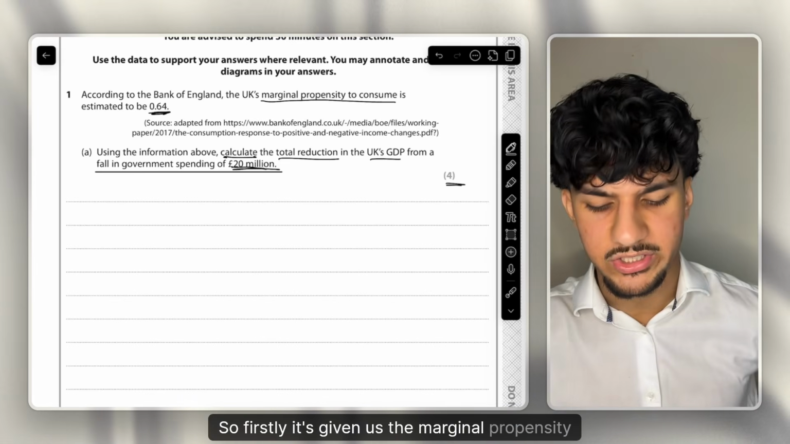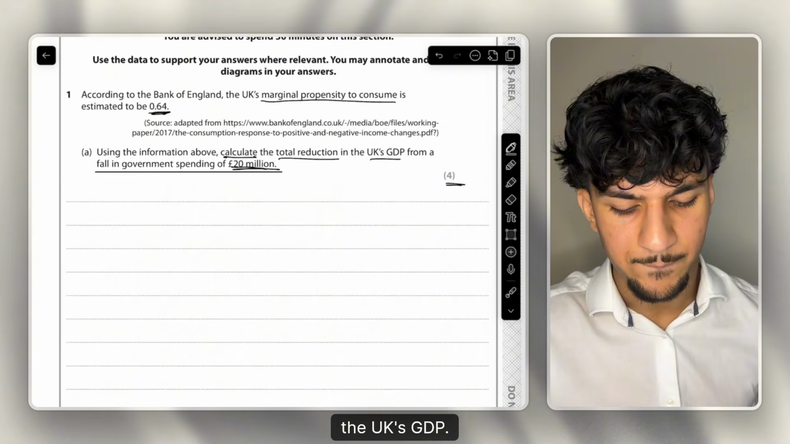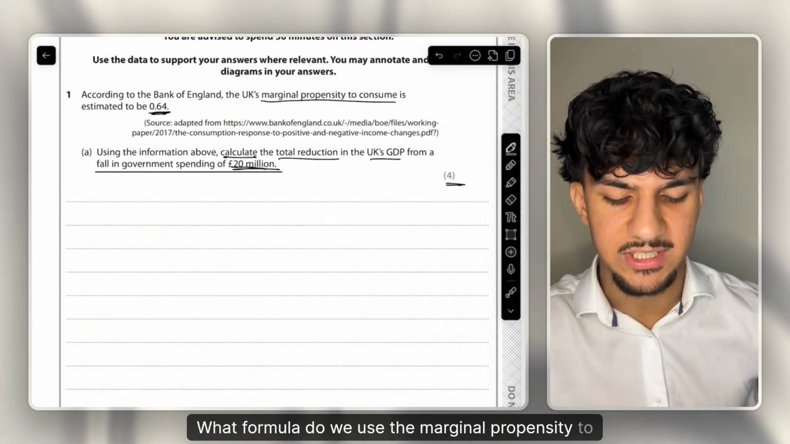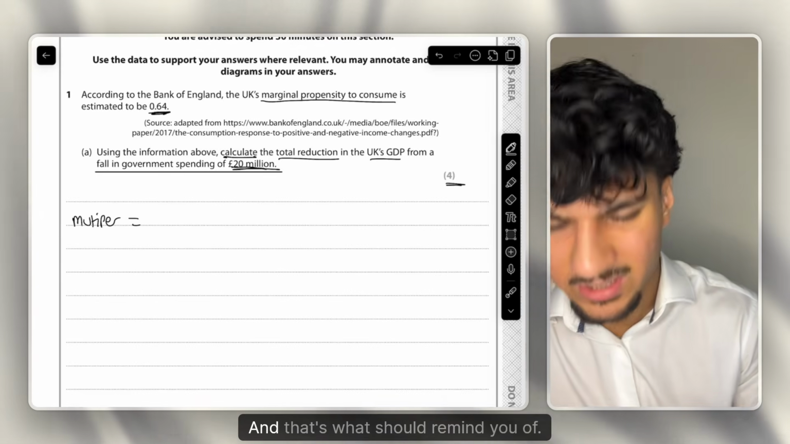So firstly, it's given us the marginal propensity to consume. It's asking us to calculate the total reduction in the UK's GDP. What formula do we use the marginal propensity to consume in? That would, of course, be the multiplier formula, and that's what should remind you of.